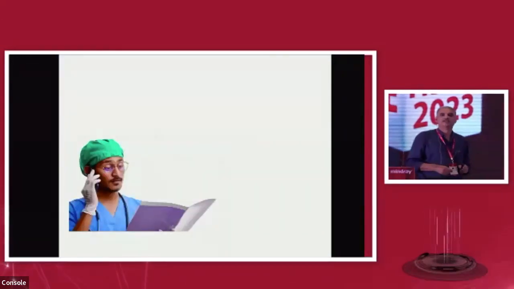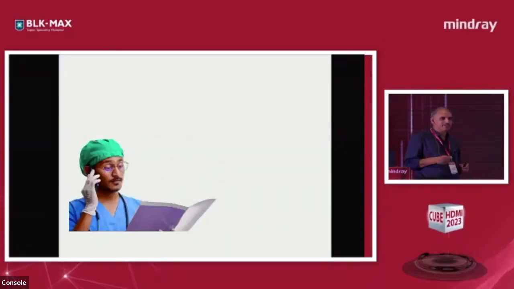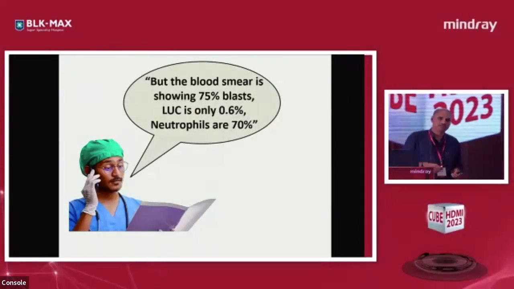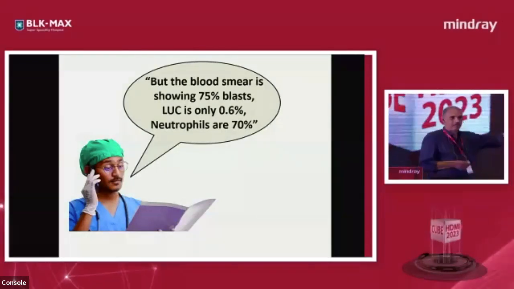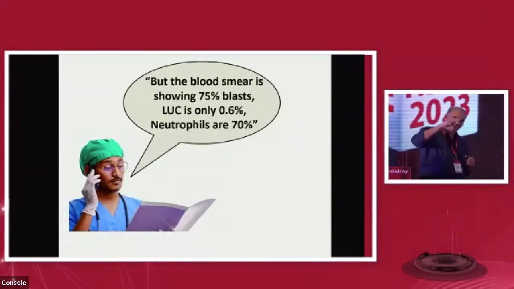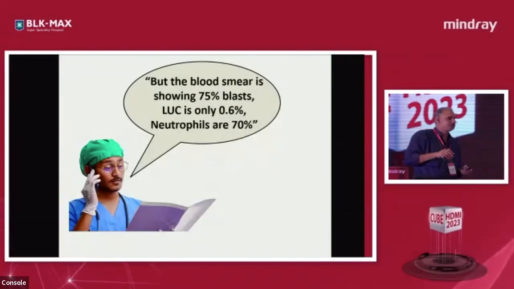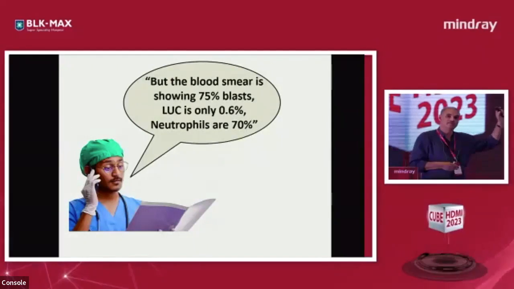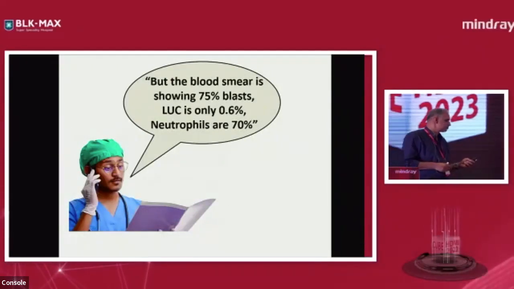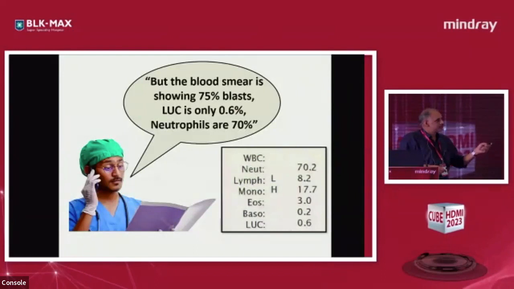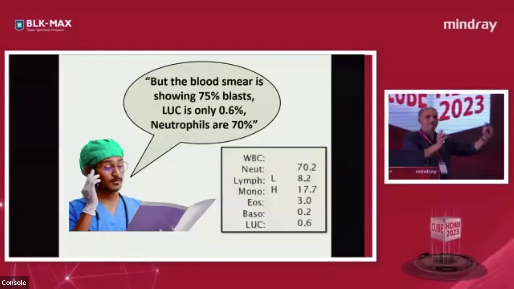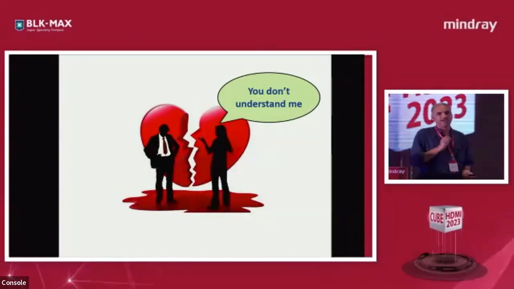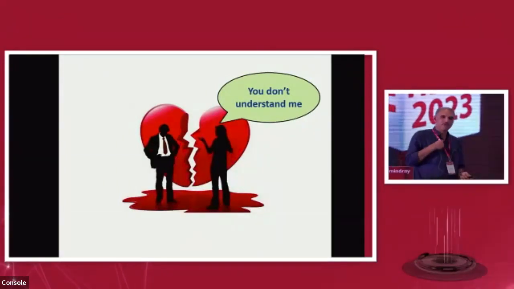And this is Ganesh, a hypothetical resident that we had. He calls up and says, but the blood smear is showing 75% blasts. And the large unstained population that ADVIA reports as atypical lymphocytes or blasts is only 0.6. Neutrophils are 70% on the machine, but the smear is showing 75% blasts. That's a comparison. So much of difference. In fact, diametrically opposite. So that is when the machine says, you don't understand me. So we need to understand the machine.